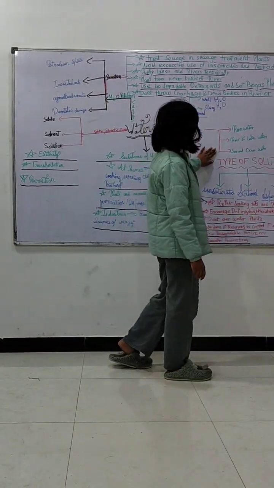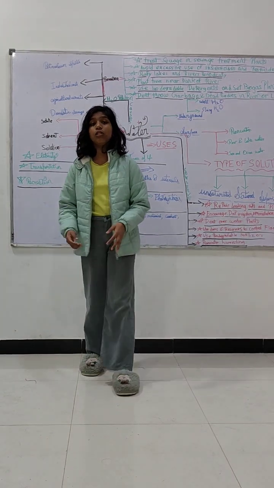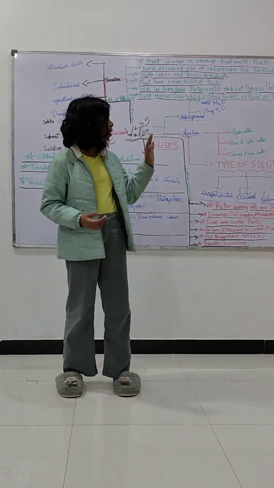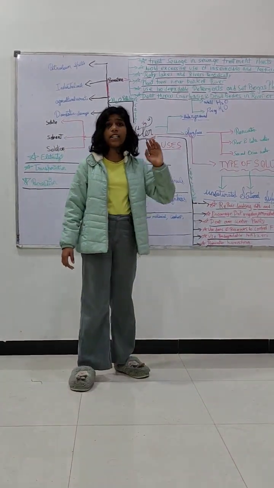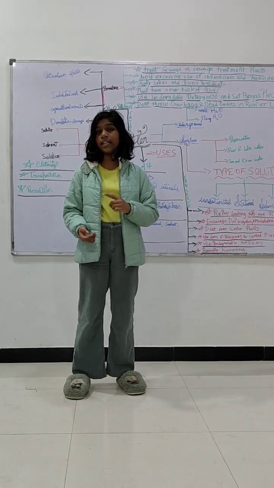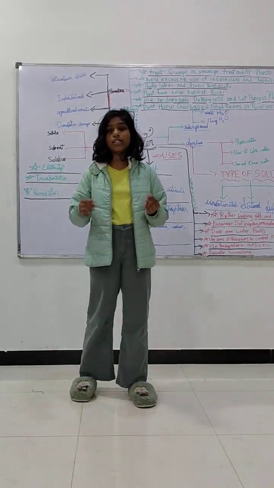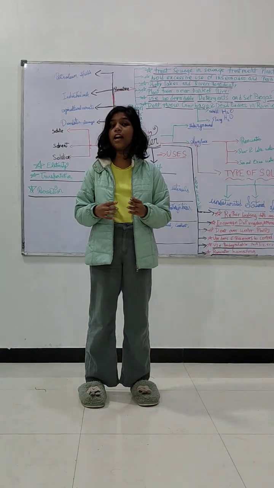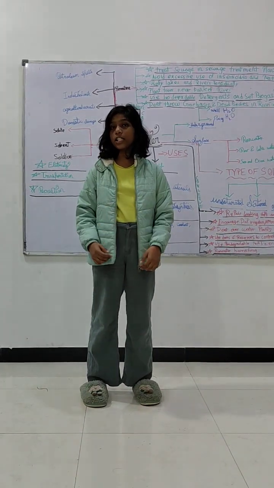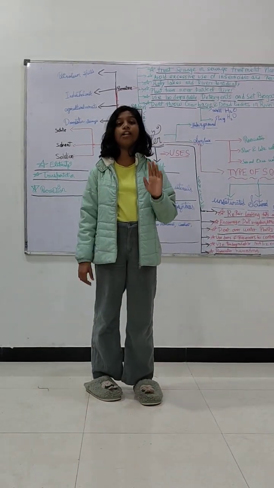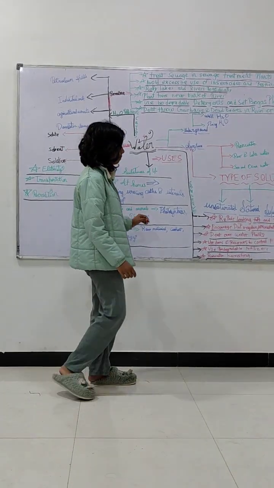Then third is sea and ocean water. The water in rivers and lakes ultimately flows into seas and oceans. So sea and ocean water contains a large amount of salt. Approximately, they contain 3.5% of salt.